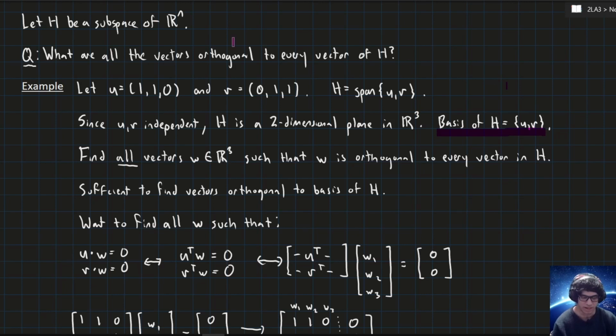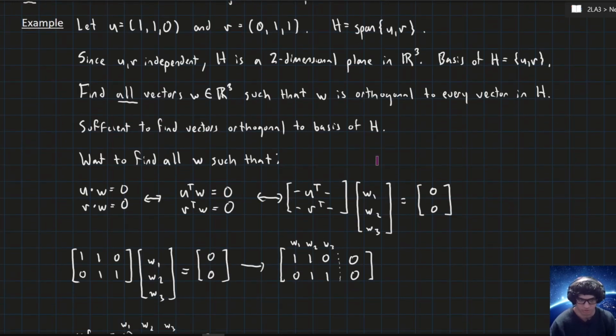So our task now is to find all vectors w in R3 such that w is orthogonal to every vector in H. It turns out it's sufficient to just find all the vectors that are orthogonal to just the basis vectors of H. The basis defines the plane, and the plane is the span of the basis. So we just need to find vectors orthogonal to those basis vectors.